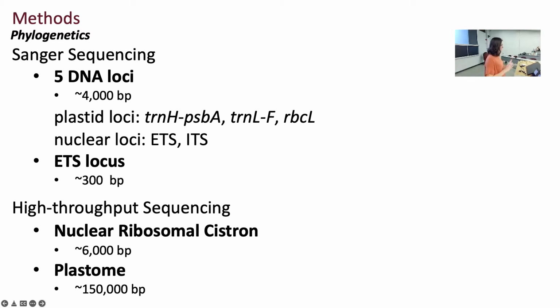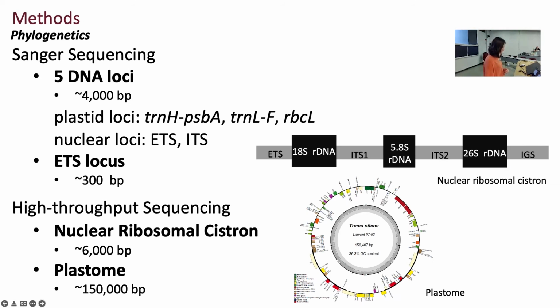And then we've also employed high throughput sequencing, which gives us a lot more data, and this gives us genomic data. So with the high throughput sequencing, we've obtained the nuclear ribosomal cistron, which is about 6,000 base pairs, and then also the plastid genome or plastome, and that's about 150,000 base pairs.